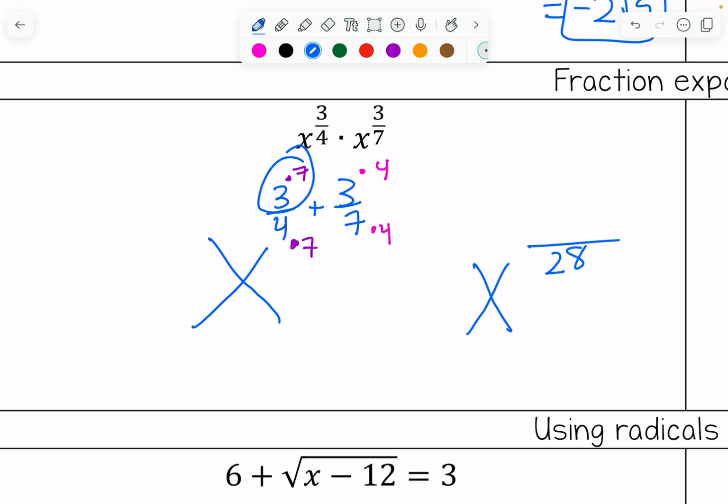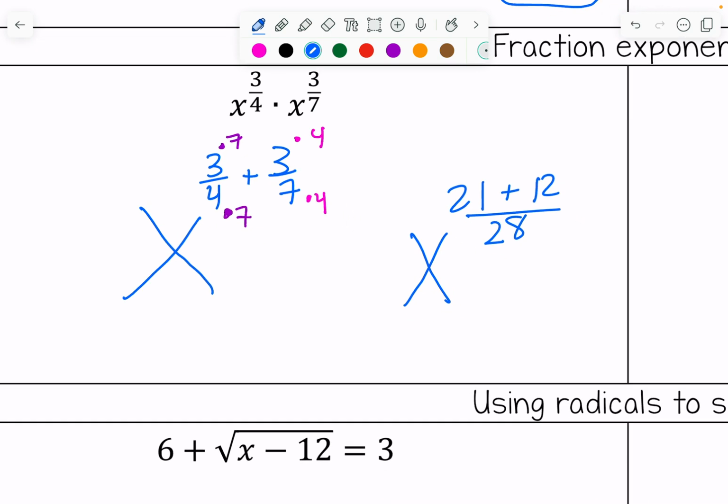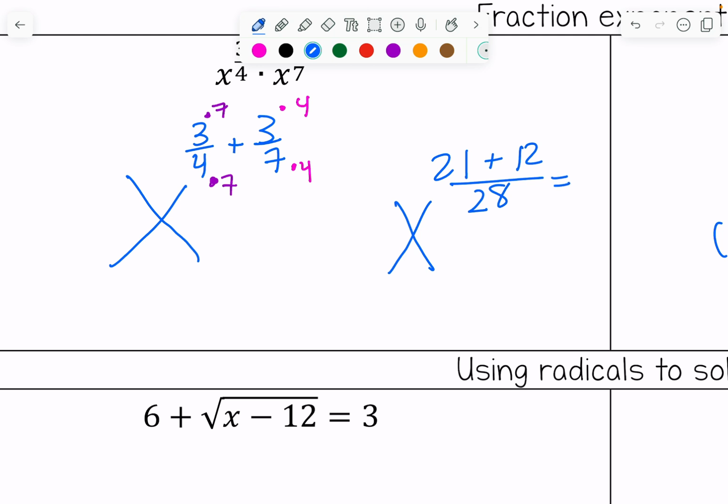That's going to be 21 plus the 12 over here. 21 plus 12 is 33, so over 28. I don't believe 28 is divisible by 3. It's not, so our answer is x to the 33 over 28.